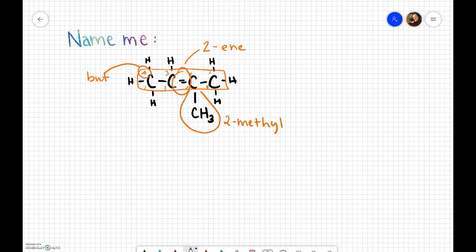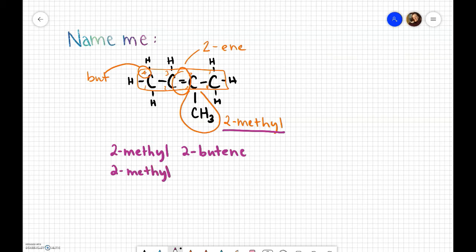So I put it all together. My extra group coming off goes first, so 2-methyl. And then I have 2-butene. Or if I prefer, I could go 2-methyl, but-2-ene. Either way is appropriate.